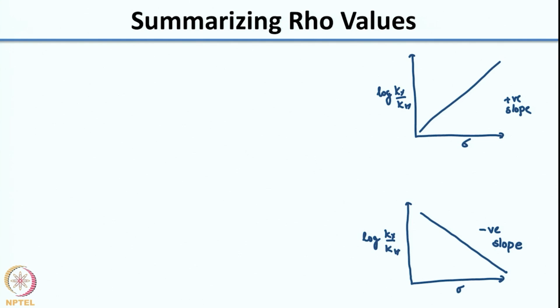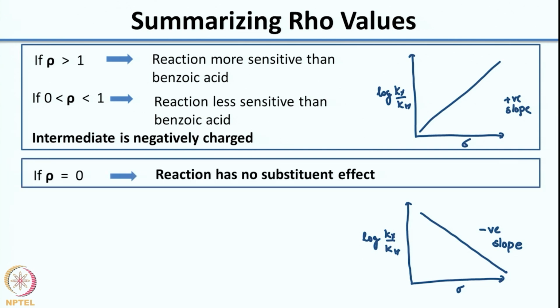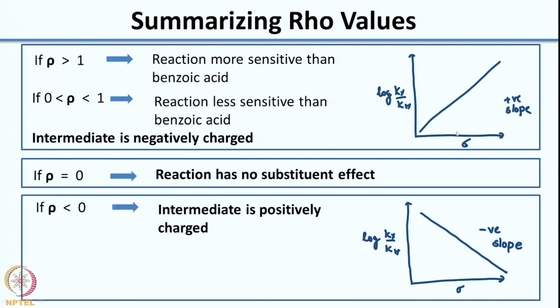So if this is a plot of log Kx over Kh versus sigma, if rho is positive, you know that the reaction is similar to benzoic acid, that is you have a negatively charged intermediate. If rho is between 0 and 1, you know that the reaction is less sensitive than benzoic acid, but the intermediate would be negatively charged. If you have rho as 0, you know that the reaction has no substituent effect, and if you have rho less than 0, you know that the intermediate is positively charged because it has a negative slope.